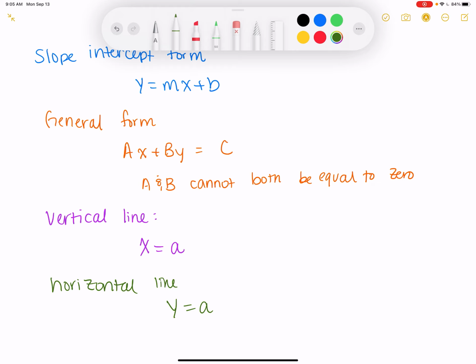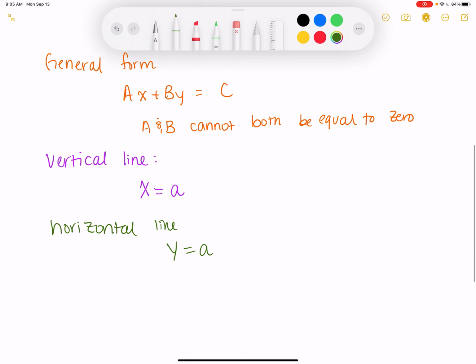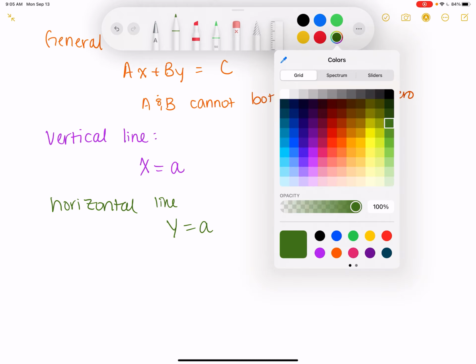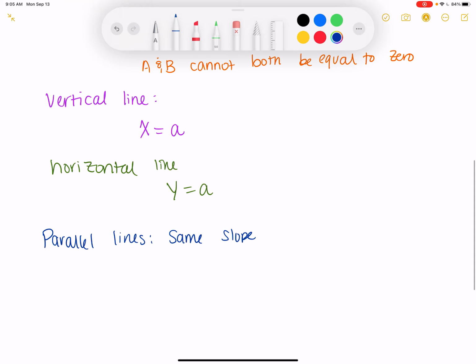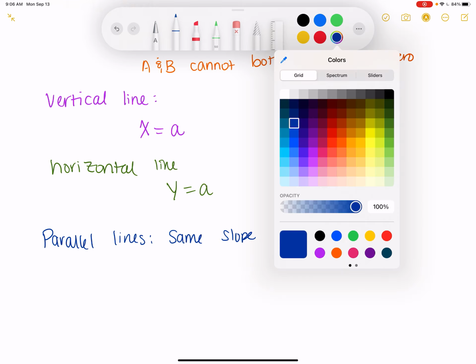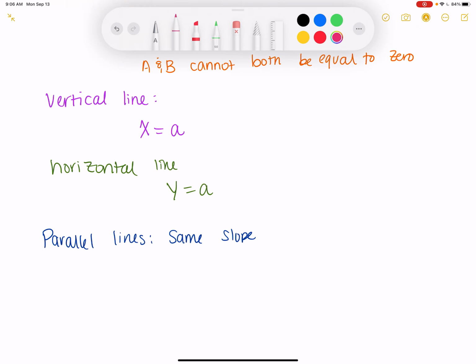And then let's see, what do y'all know about the slope of parallel lines? Parallel lines have the same slope. How about perpendicular lines? They're opposite and inverse. Opposite, like upside down, and they're inverses, like one will be negative and the other will be positive.